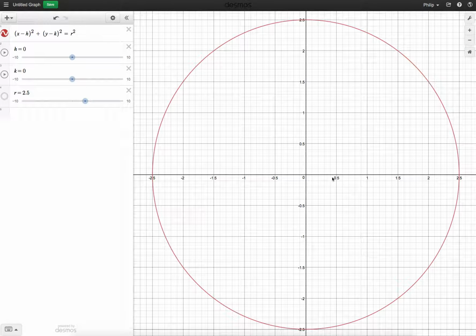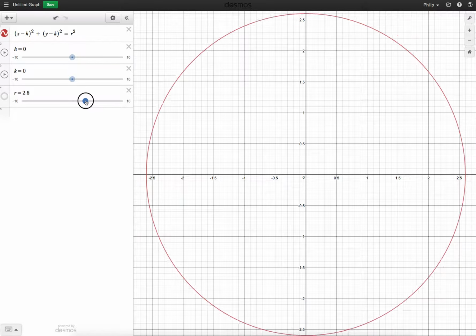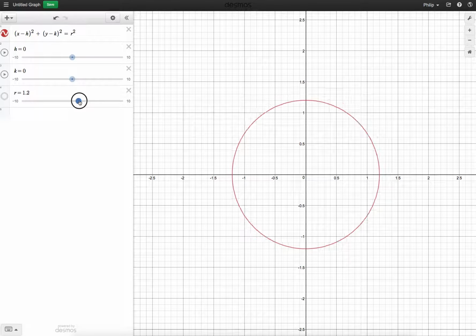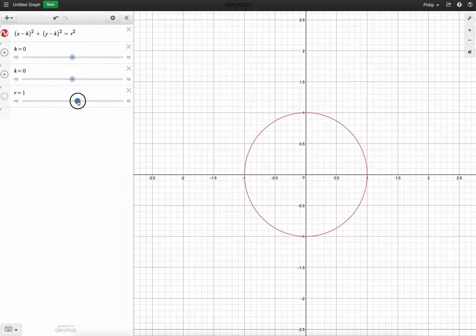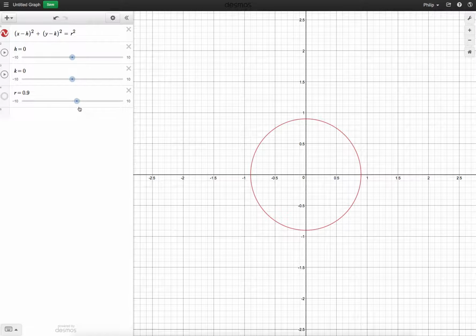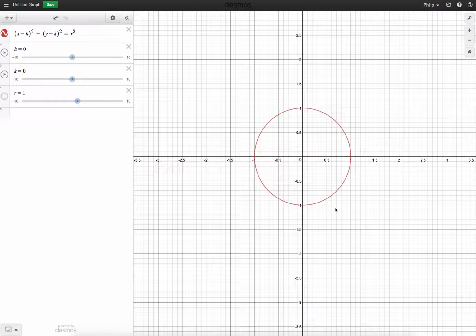And what I would like to do is see if I can get it to go through this point 1. By moving the slider for r, which actually stands for radius, we see that it just adjusts the size of our circle. So I want to get it to go right through this point here, and that happens when r is 1. This right here is what we call the unit circle. It's the circle centered at 0, 0 that has a radius of 1.